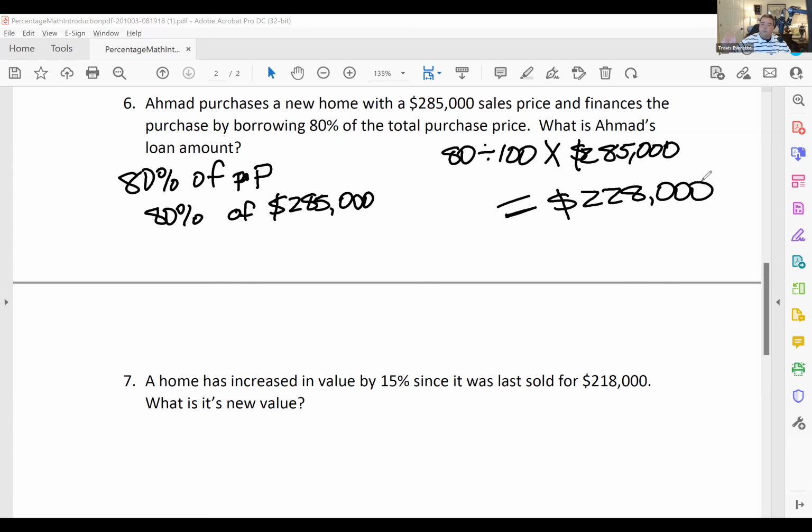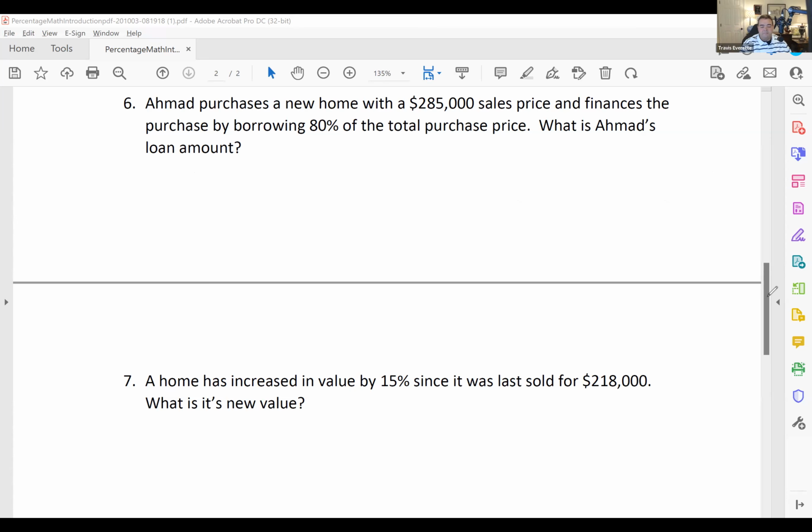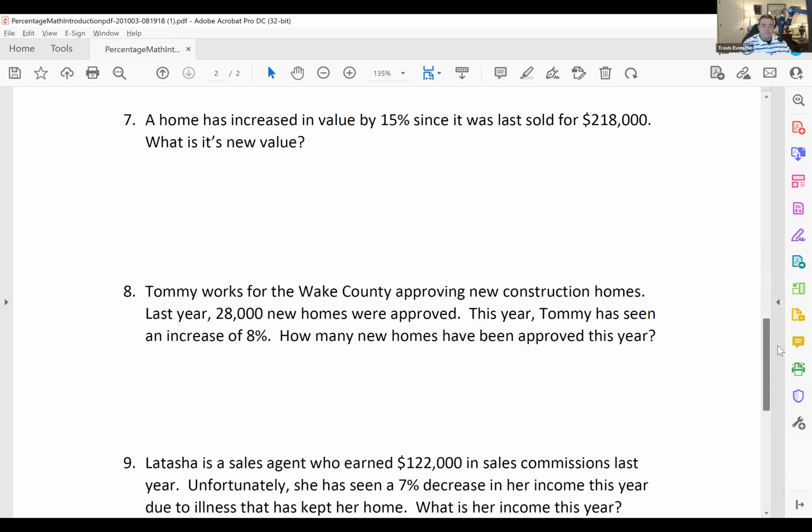Repeat, repeat, repeat. Even when it gets more complex. It doesn't really get more complex. Look at number 7. A home has increased in value by 15% since it was last sold for $218,000. What's its new value? So it went up by 15%.